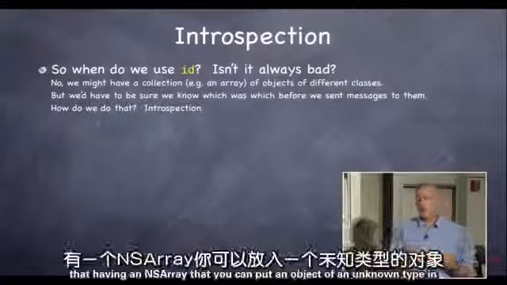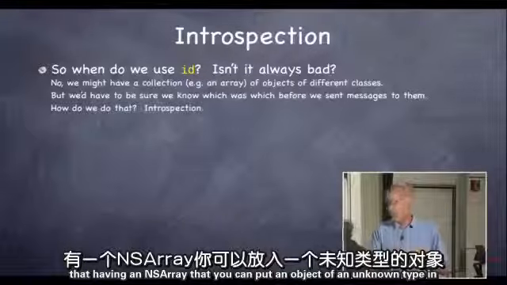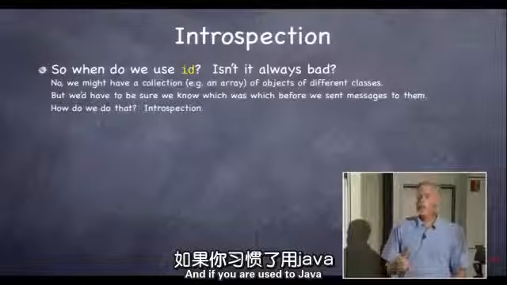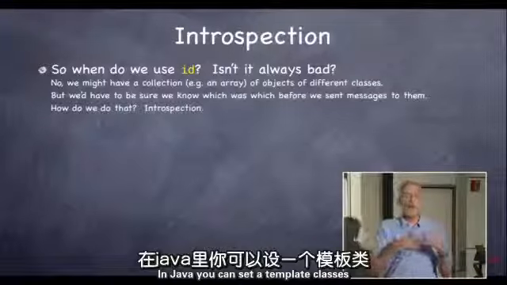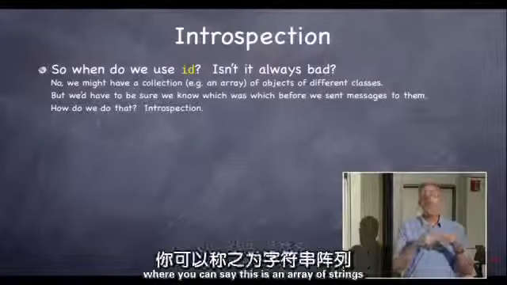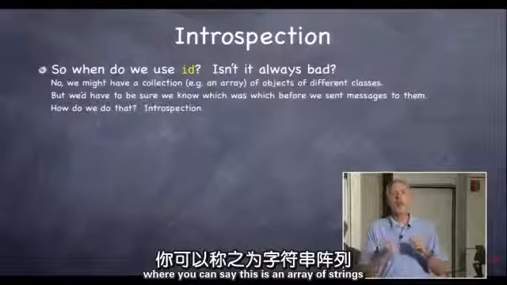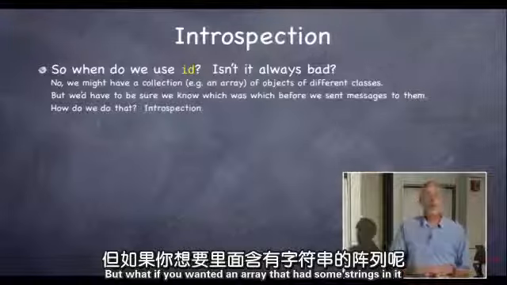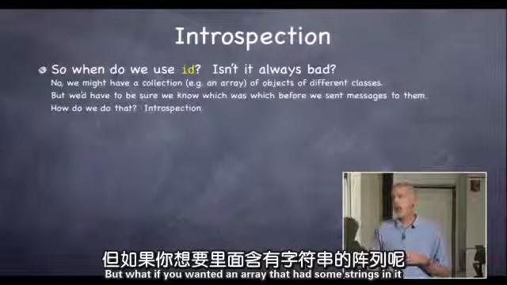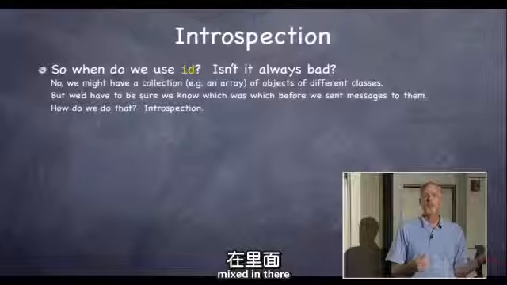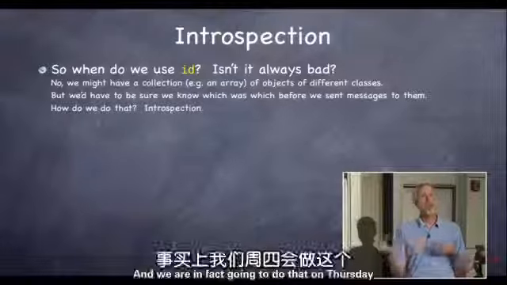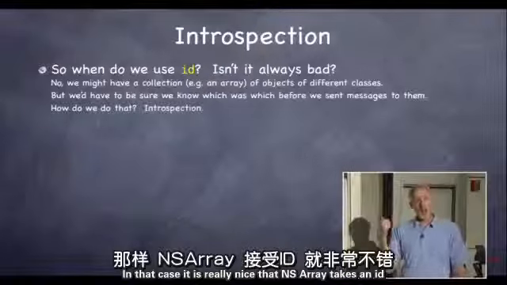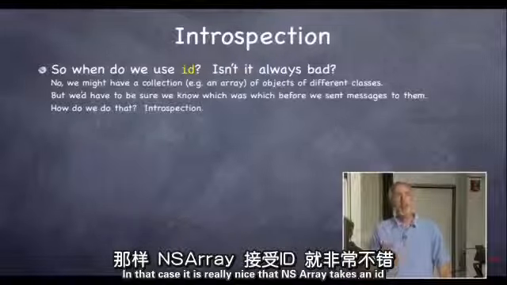We know, for example, that having an NSArray that you can put an object of unknown type in is great. And if you're used to Java, in Java you can essentially have template classes where you can say, this is an array of strings. And the compiler will make sure that there's only strings in there. But what if you wanted an array that had some strings in it and some NSNumbers mixed in there? And we're, in fact, going to do that on Thursday. And in that case, it's really nice that NSArray takes an id.